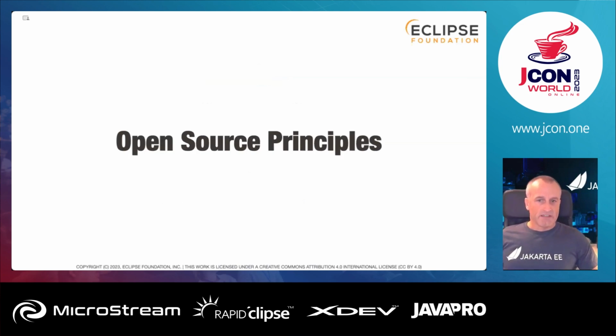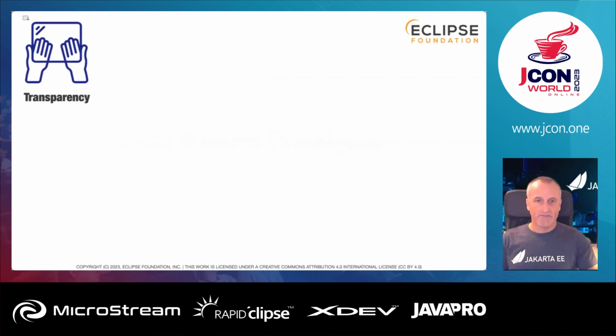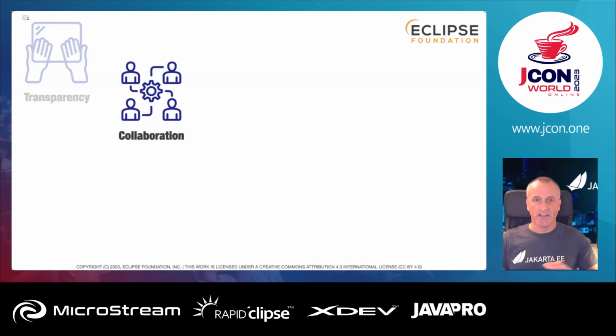So let's look at some open source principles so we are on the same page. There are 5 open source principles. The first one is about transparency. That is that everybody has access to information and material. It happens in the open. There are no backroom channels or hidden talks. Everything is open. It's transparent. And this is something that is shared among all open source projects out there.